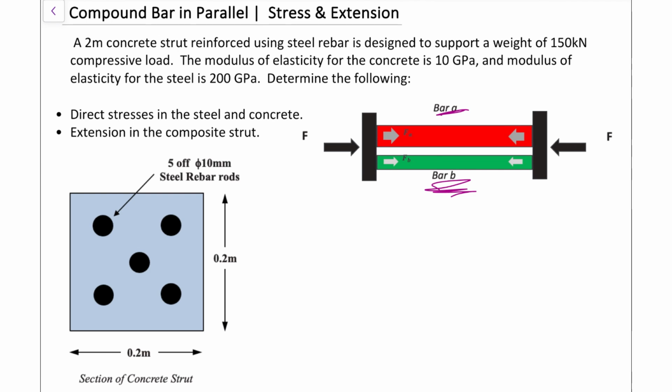And we have a force of 150 kilonewtons, so that's for the F, that's compressive force there. We have the modulus of elasticity for concrete, which is 10 gigapascal. We have the modulus of elasticity for steel, which is our 200 gigapascal. And we also know the dimensions. We know that the dimension for the concrete is 0.2 meter by 0.2 meter, or 200 mil. And we also know the diameter for the steel rebar is 10 mil, and we have 5 of them.